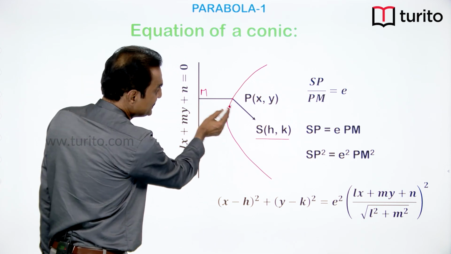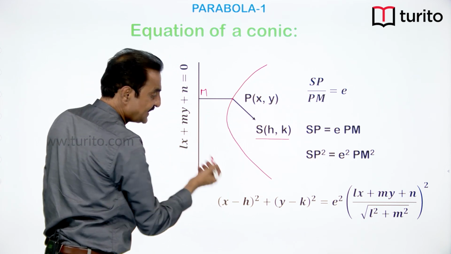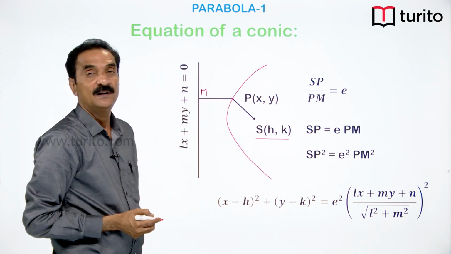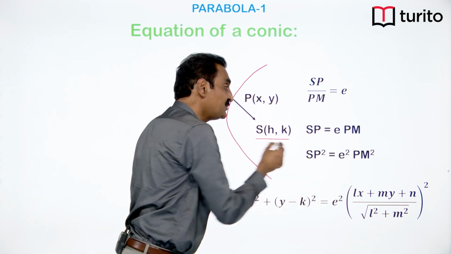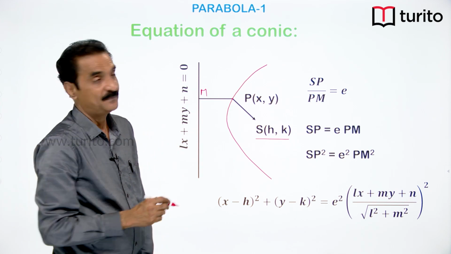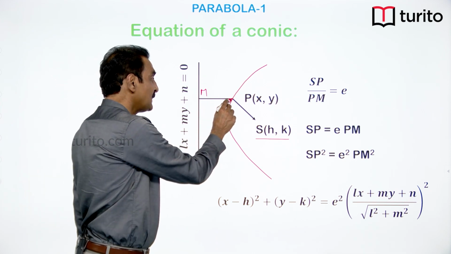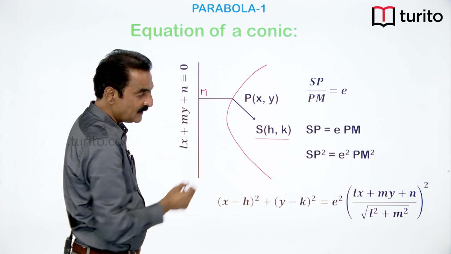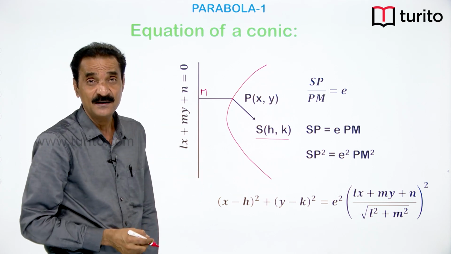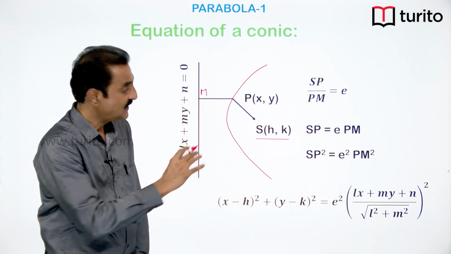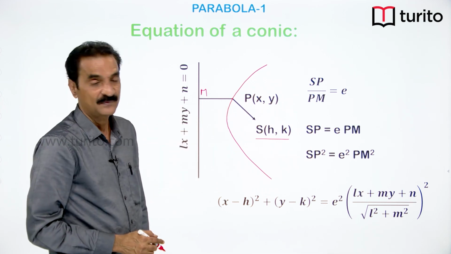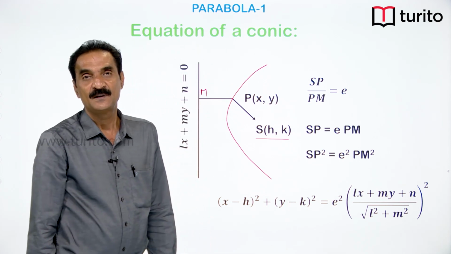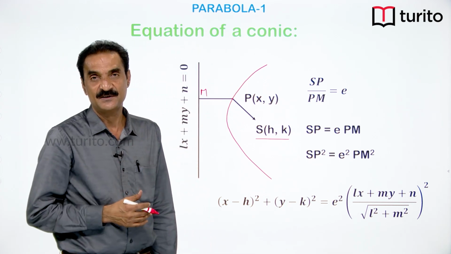SP square is what? Distance formula. x minus h whole square plus y minus k whole square is equal to e square into PM square. What is PM square? Perpendicular distance from x comma y to this line will be (Lx plus My plus n) by root L square plus M square, whole square, PM square. Now, if you simplify it completely, what kind of equation will you get?